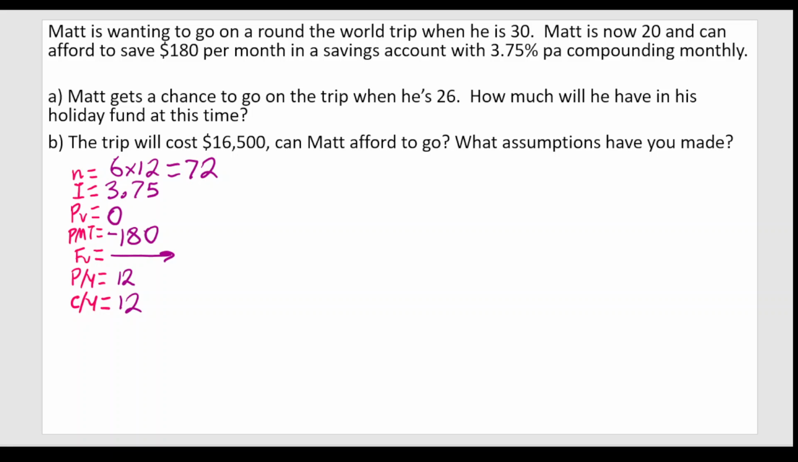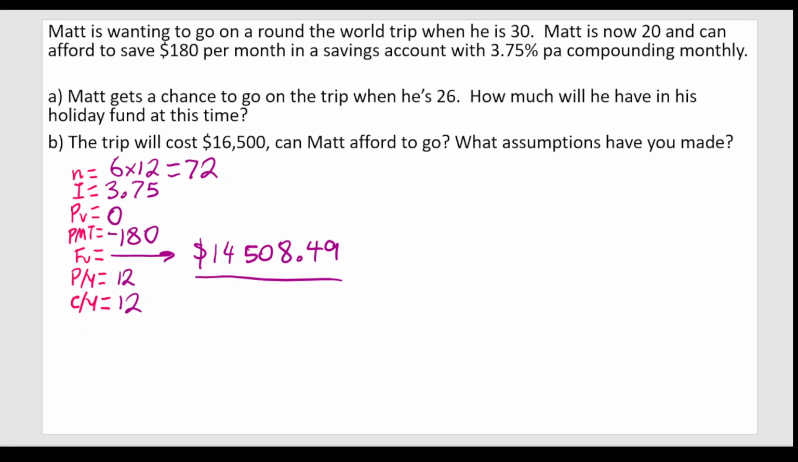So that gives us enough information to plug into our calculator. 72 as our N, 3.75 as our I. We're going to say the PV is 0. The PMT is negative 180, and that's monthly. Set your FV to 0 and your PY, CY to 12, and then we're going to solve the FV. What we have found is that he has got $14,508.49. That is the amount of money that he has saved up in that time.